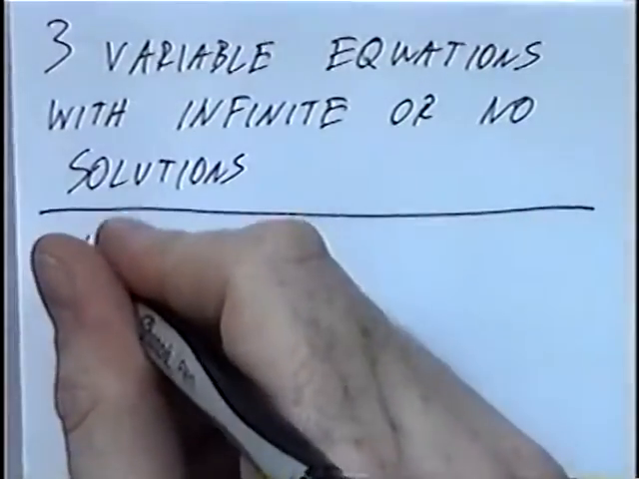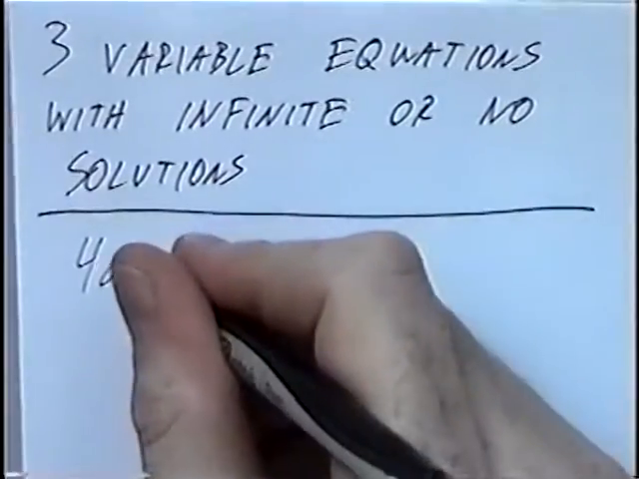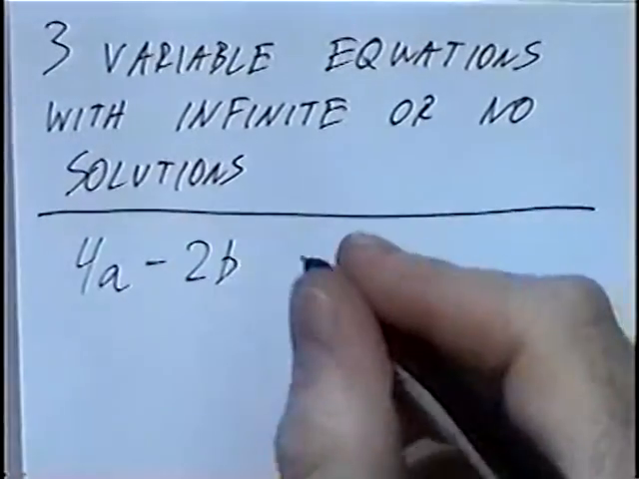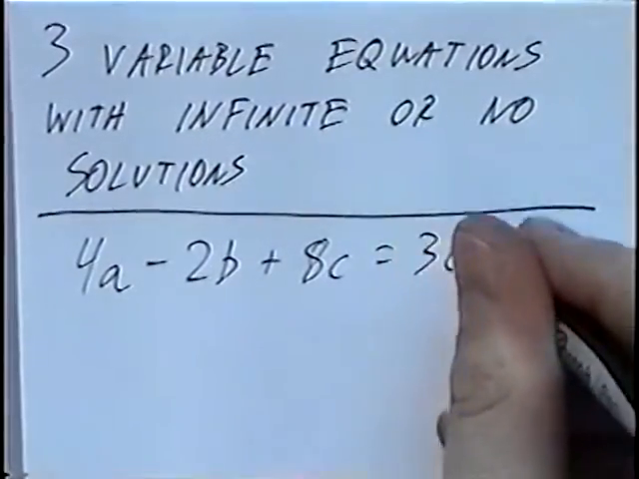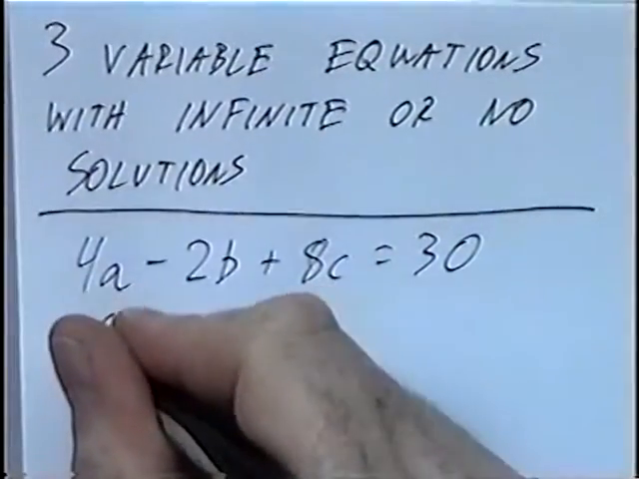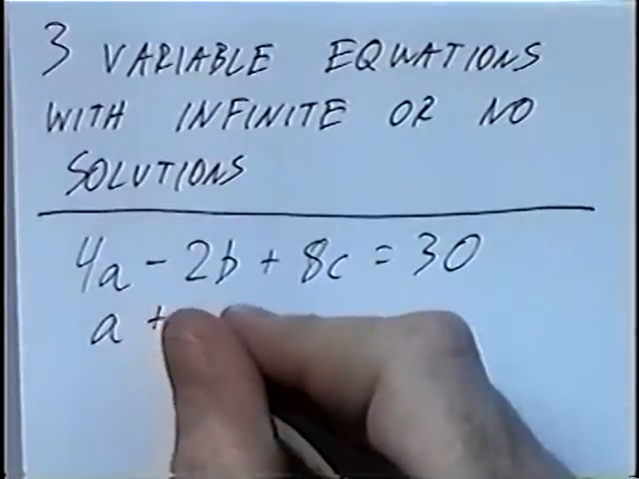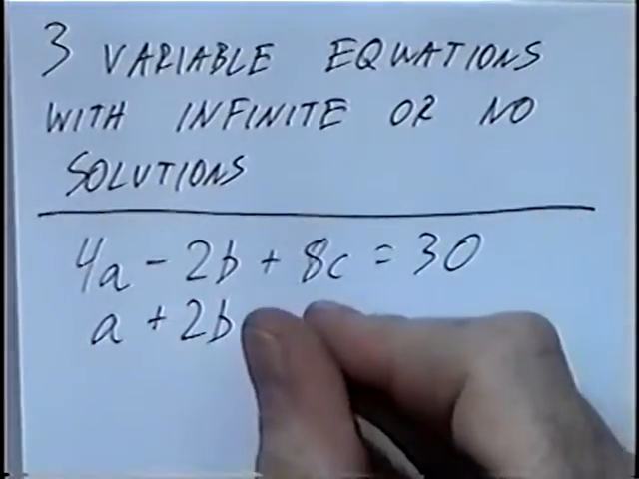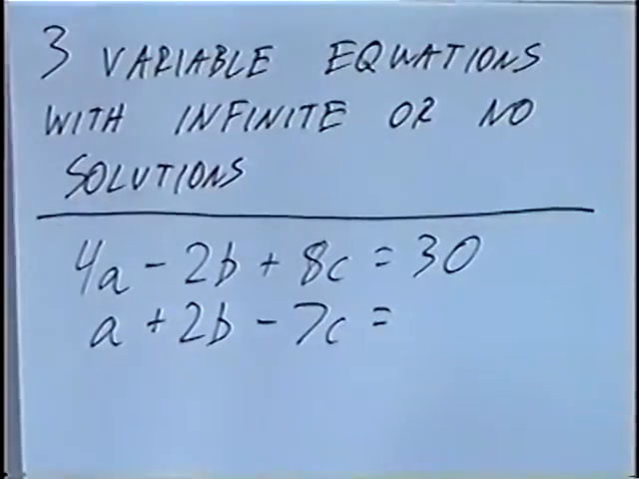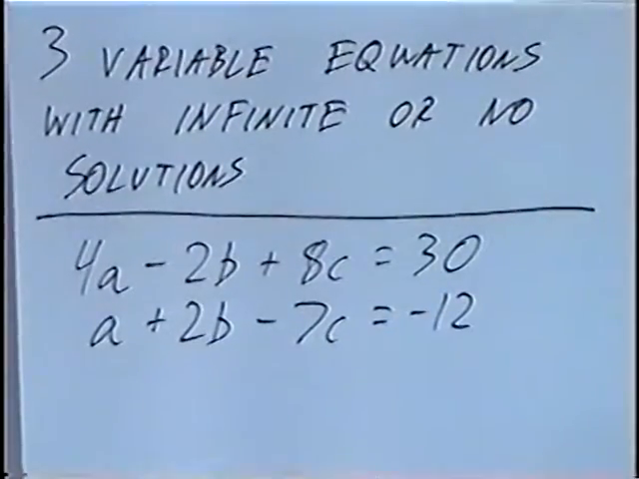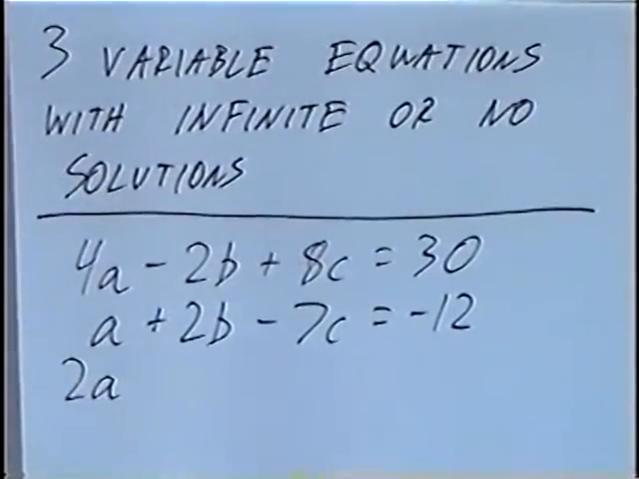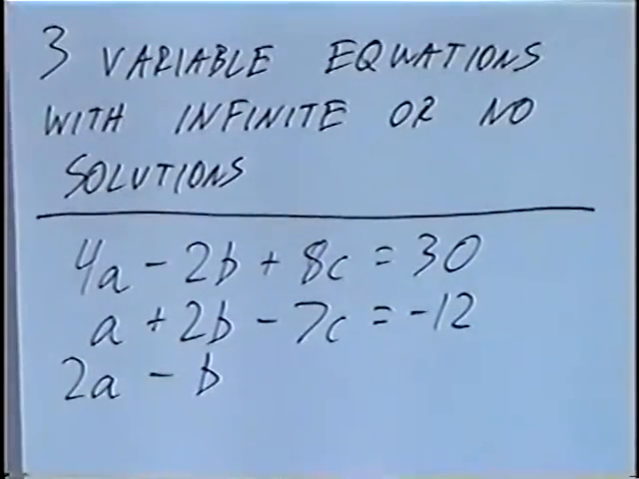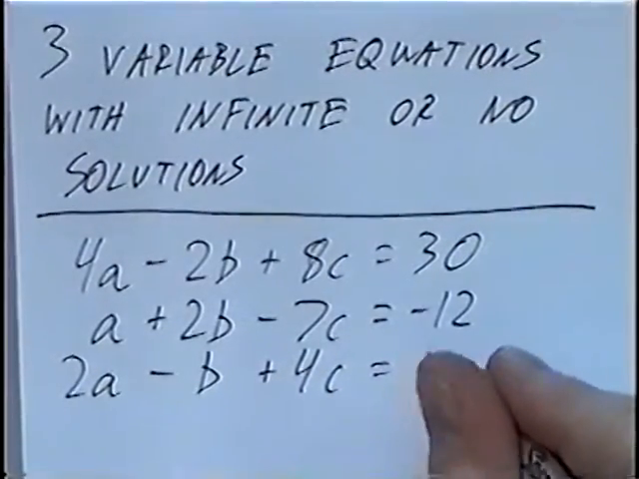First equation is 4a minus 2b plus 8c equals 30. Second equation is a plus 2b minus 7c equals negative 12. And last equation is 2a minus b plus 4c equals 15.